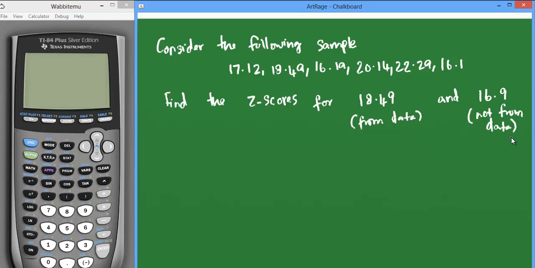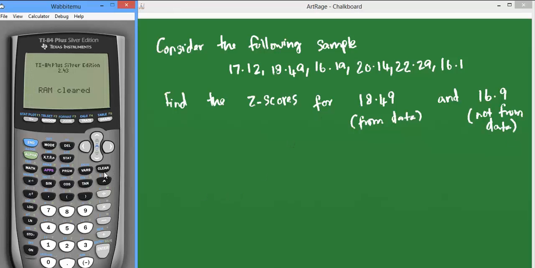So if you want to find the z-scores, the first thing we have to do is to find the mean and the standard deviation. To do that, I'm going to use a TI calculator. First up is to enter the data. So I press stat, press 1, and start entering the data: 17.12, 18.49, 16.19, 20.14, 22.29, and lastly 16.1.